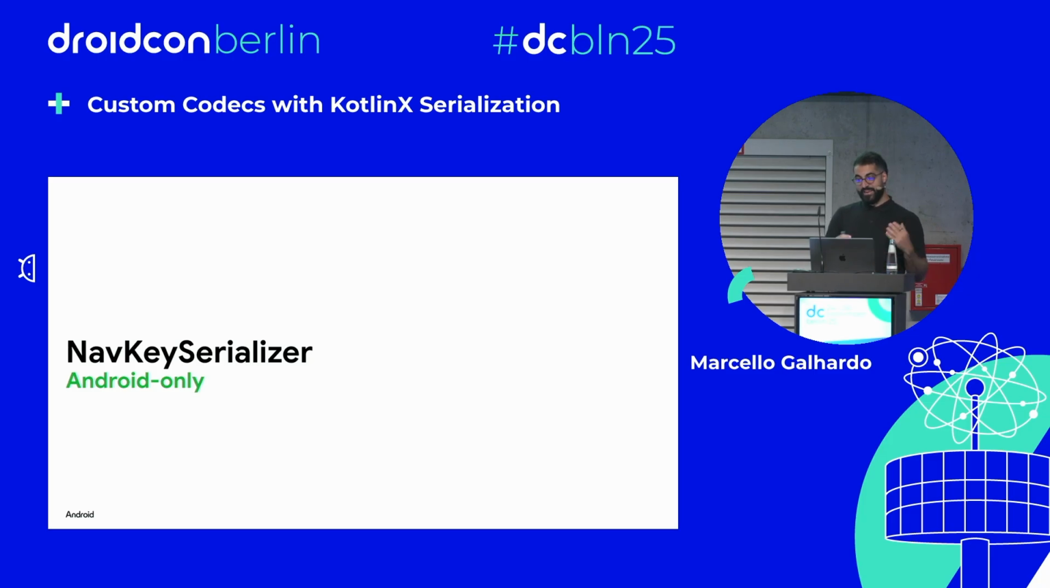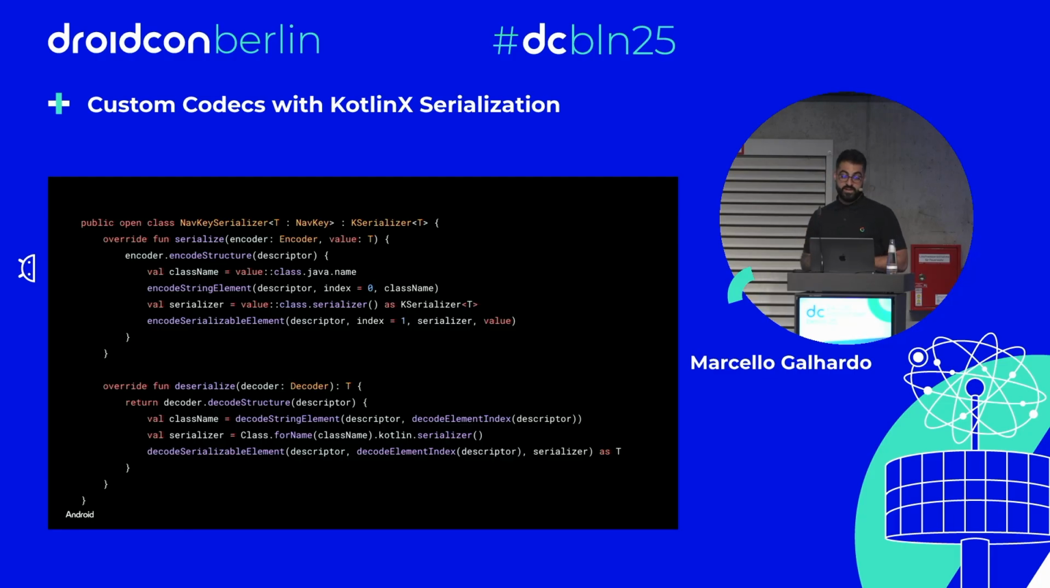The goal here is to make the simple case easier, so you don't have to register every subclass by hand. It can figure things out for you automatically, but of course, for complex setups, when you need full control, you can and should be using the serialization module. That is more of making the easier case easier. There are some foot guns on this, so you're going to see in a second. So the NavKey serializer is a custom key serializer for NavKey.